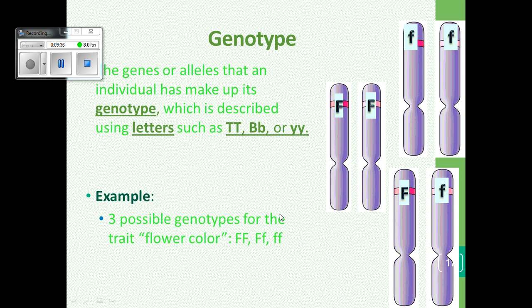Genotype, when we refer to an individual's genotype, these are the actual letter combinations that we are referring to. Homozygous dominant, homozygous recessive, or heterozygous. Those are the letter combinations that make up the trait. Okay. When we are talking simple dominance, there are only three possible genotypes. You either have a homozygous dominant, a heterozygous or a homozygous recessive.